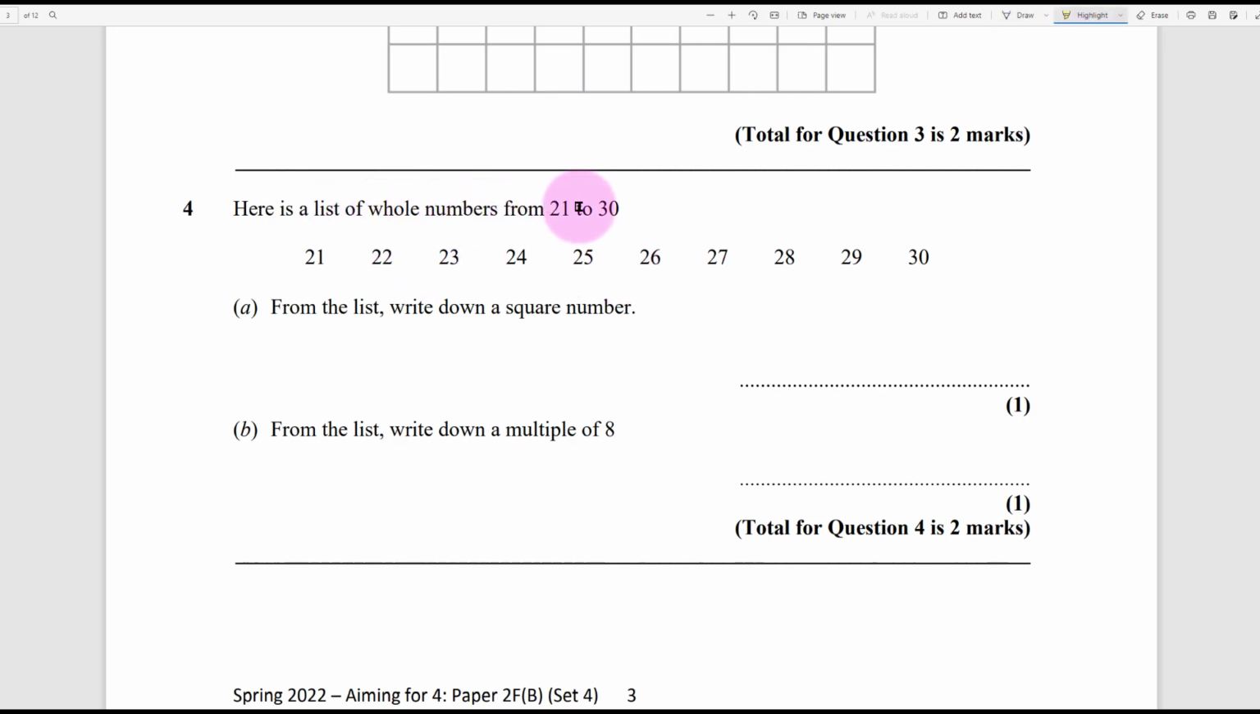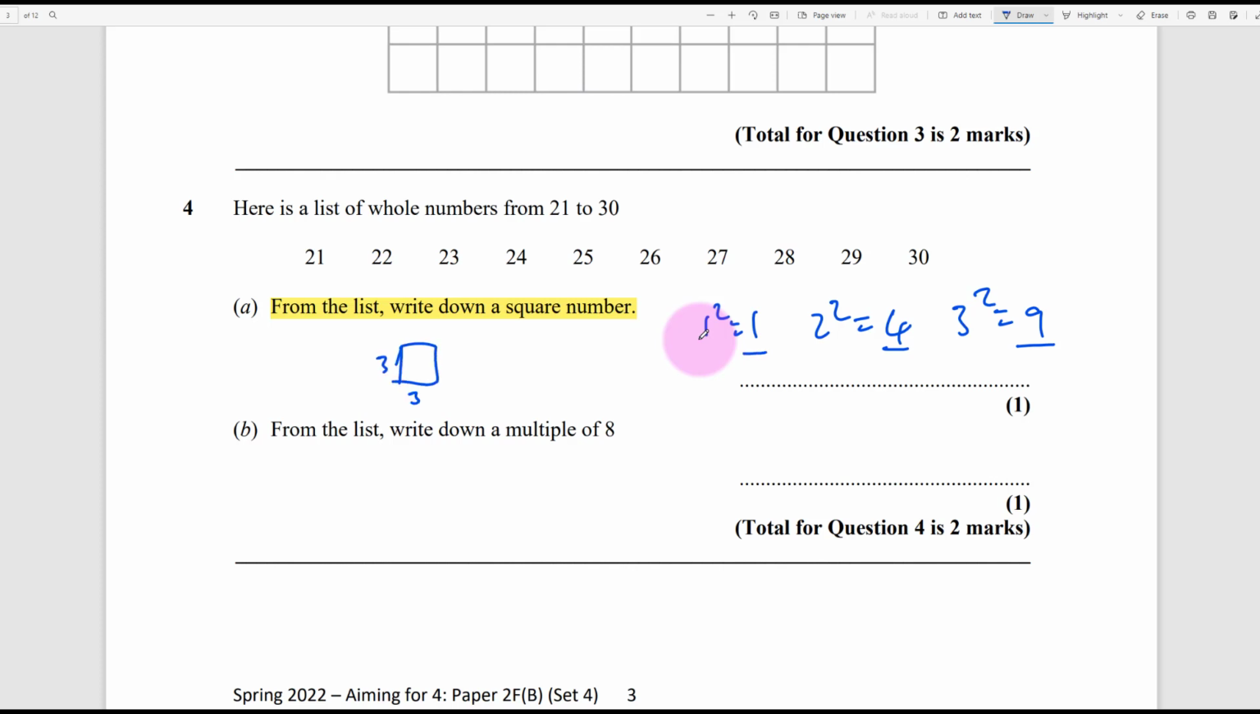Let's highlight this. From this, write down a square number. Right, we do this in starters. What are the square numbers? 1 squared equals 1, 2 squared equals 4, 3 squared equals 9. These are the square numbers because you make a square. A 3 by 3 square has an area of 9 centimetres squared. So you should spot 5 times 5 equals 25, so that answer is 25.